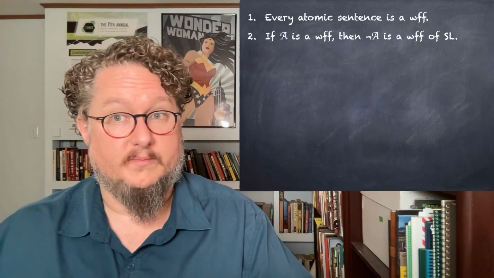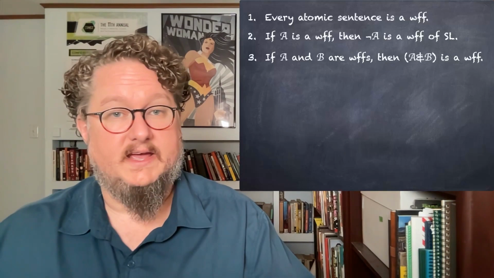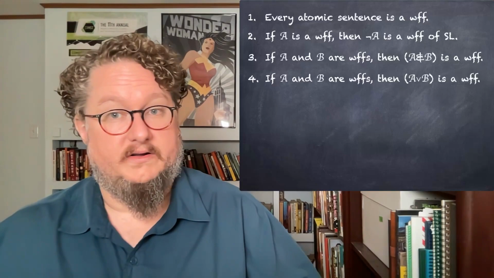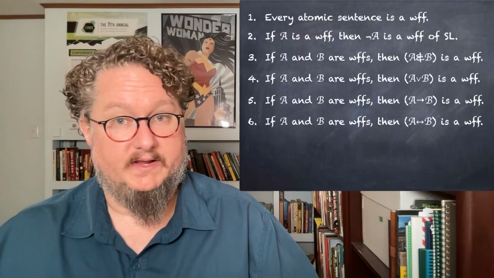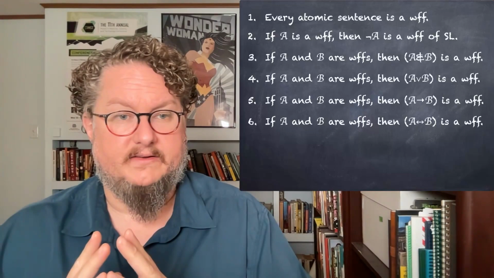Rule 3 says if A and B, here these are script letters, so they stand for any kind of arbitrary expression of SL. If A and B are woofs, then (A and B), right here in parentheses, is a woof. And we have similar rules for disjunction, conditional, and biconditional, right? So you take any two woofs, any two well-formed formulae of SL, you put parentheses around them and one of these four connectives between them, and you have a new woof.